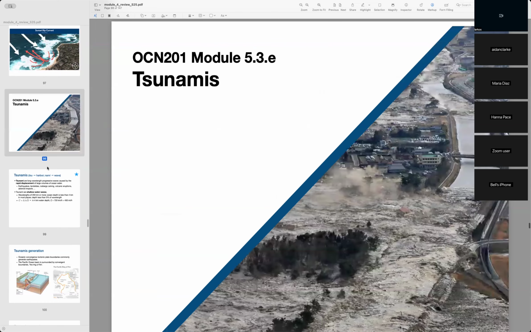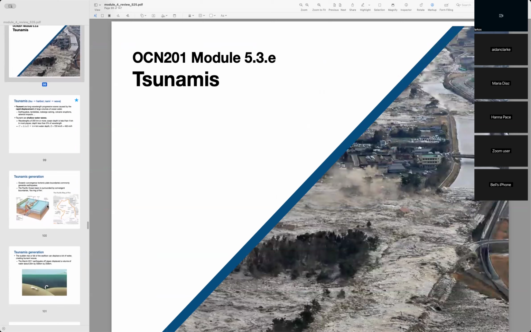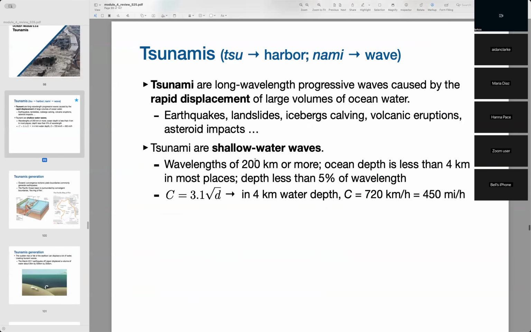Tsunamis, very important. Tsunamis are, of course, extremely destructive. They are very long-wavelength progressive waves. They are caused by rapid displacements of large volumes of water. Typical causes are earthquakes, landslides or undersea landslides, iceberg calving, volcanic eruptions, and asteroid impacts are a possibility.